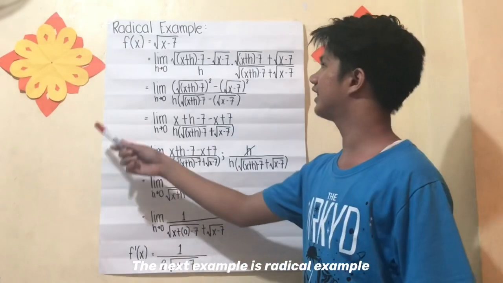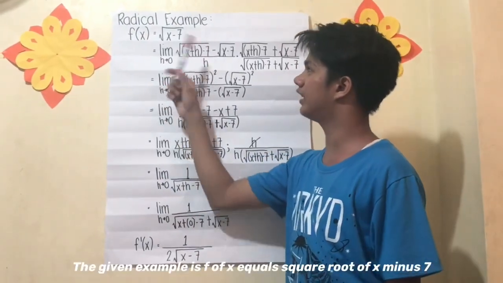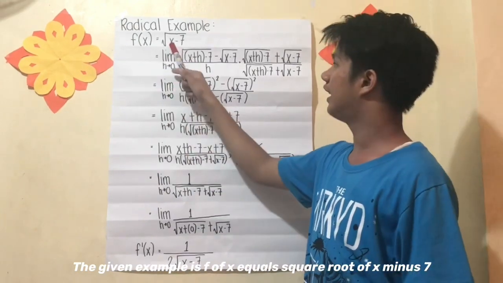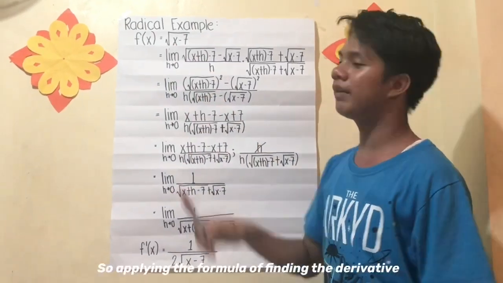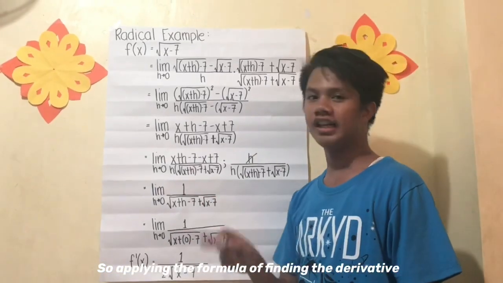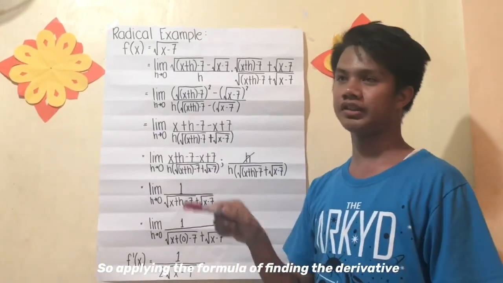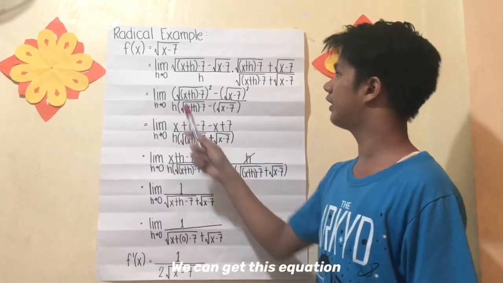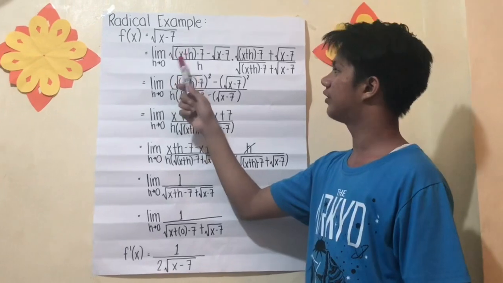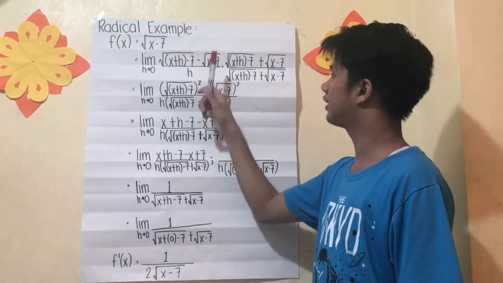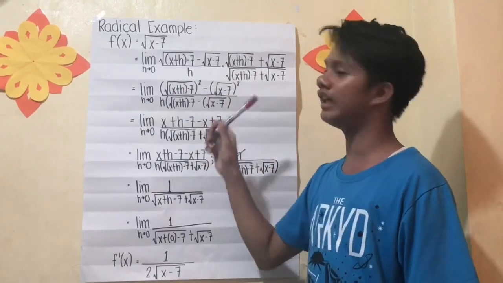So, the next example is a radical example. The given example is f of x is equal to the square root of x minus 7. So, applying the formula f prime of x is equal to f of the quantity x plus h minus f of x over h as h approaches 0, we get the limit of the square root of the quantity x plus h minus 7 minus the square root of x minus 7 over h.